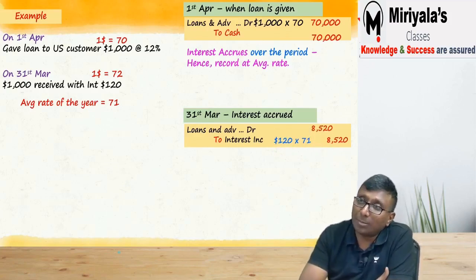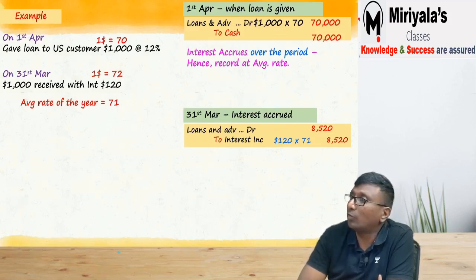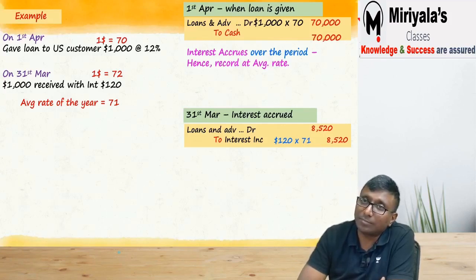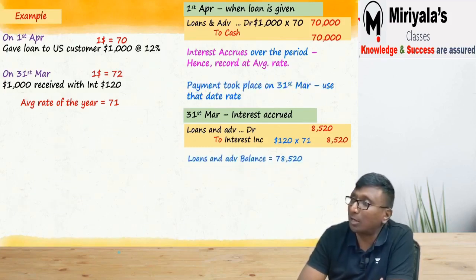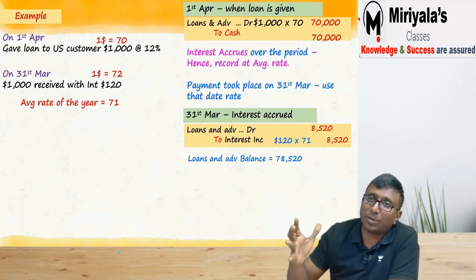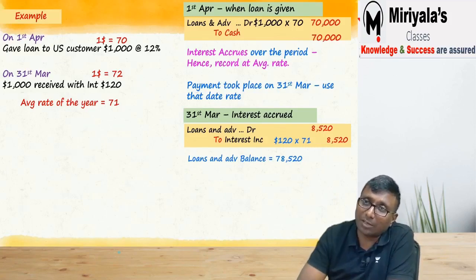Right. Now today you are getting the money. $1,120 you are getting. Now the entry. Cash account debit. Rate? $1,120 into rate 72, 70, 71? 72. Today's receipt. Correct? Payment took place on 31st March, so use that date's rate. Receipt is different, accrual is different. Accrued throughout the period, but receipt happened on one particular date.